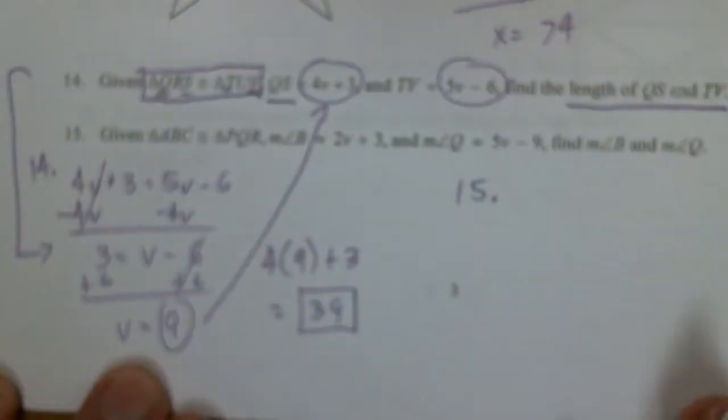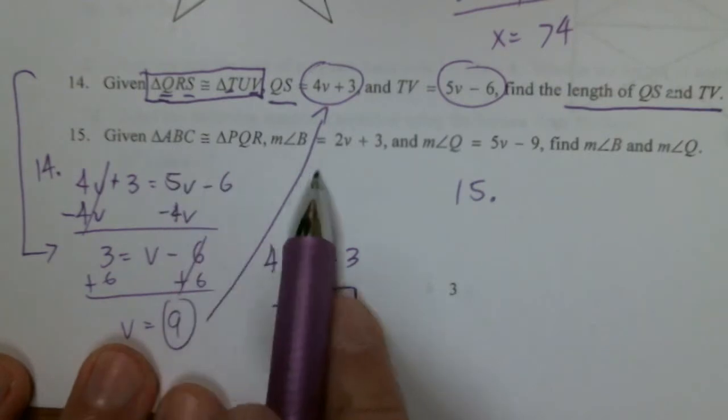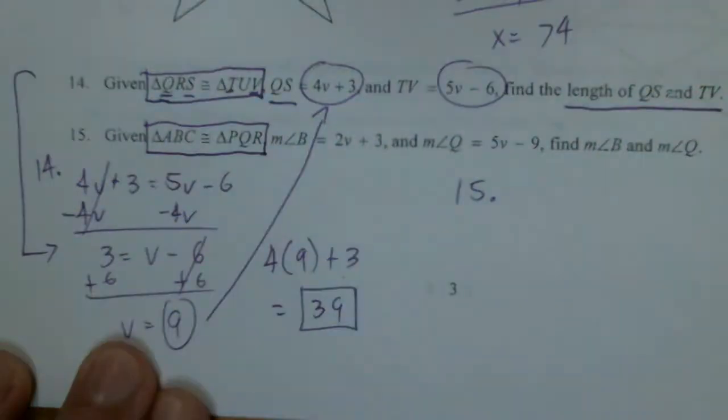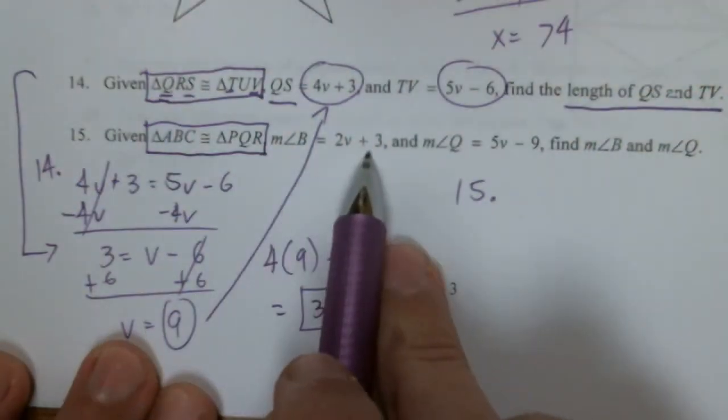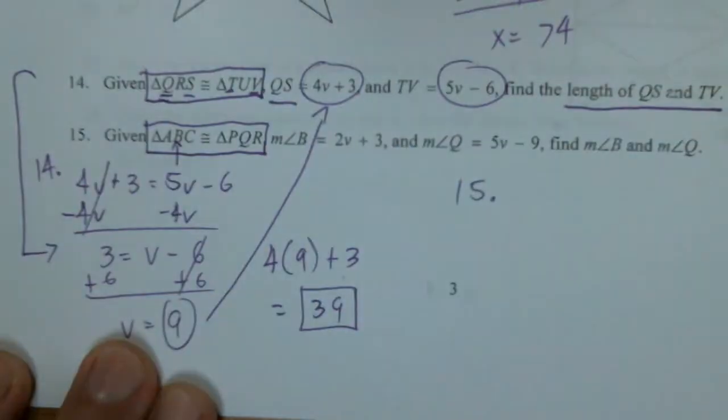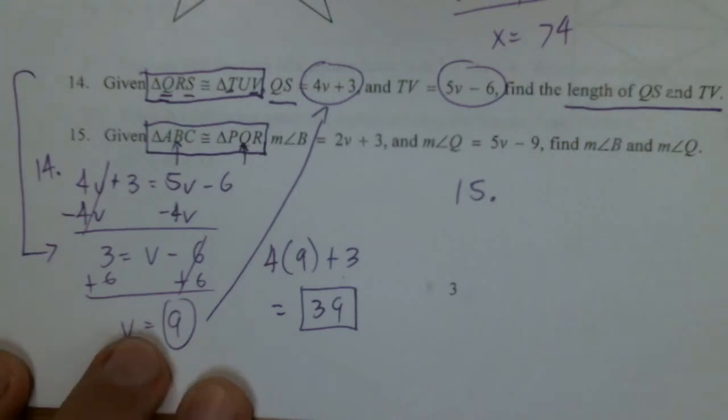Number 15, I'll do over here. Number 15 is the same thing, except now we're trying to find the angles. Triangle ABC is congruent to triangle PQR. That's also a congruent statement. B is 2V plus 3, and Q is 5V minus 9. Well, where is B? B is in the second slot, and Q is in the second slot. So I know they're both congruent. They're both equal to each other.